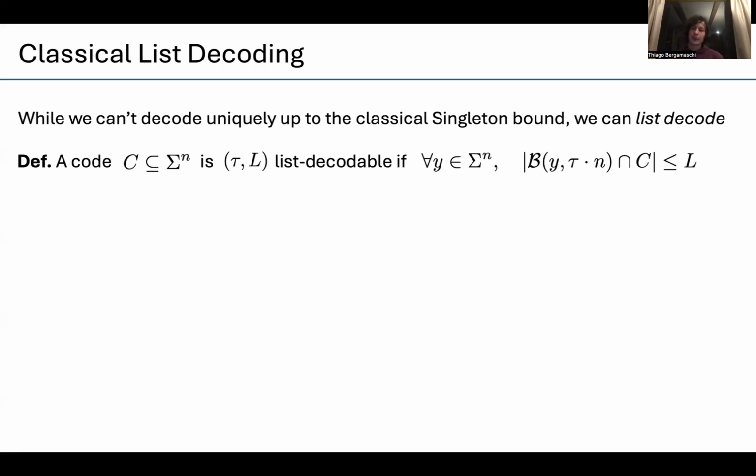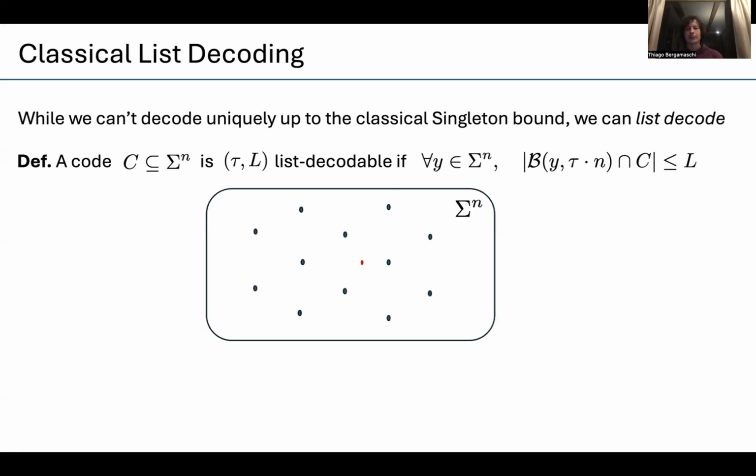Now, to describe this using a diagram, suppose we have our code space in sigma to the n, where the blue dots represent code words. And let's say that the distance between any two of them is d. Given any point y in red, suppose we draw a ball of radius tau n around y. Then we say that the code is tau L list decodable if there's at most L such code words in any such ball.